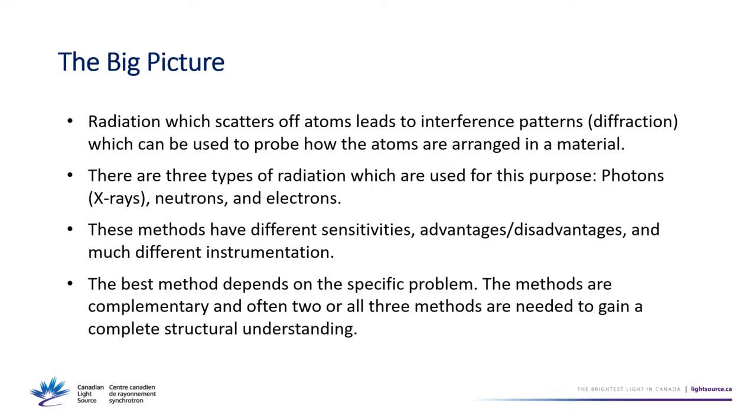So we're going to start off with the big picture of diffraction. Diffraction happens when you get radiation scattering off atoms, and you get interference patterns, and you can tell how the atoms are arranged in the material. And there's 3 types of radiation you can use to do this. You can use photons, which are the X-rays, you can use neutrons, and you can use electrons. These 3 methods are all complementary in that they have specific advantages and disadvantages and different types of instrumentation. And many times you might want to use 2 or all 3 of them to solve more complicated structural problems.